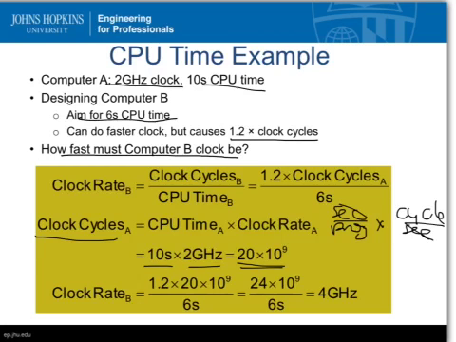So this is going to give us the number of cycles in the program is 20 times 10 to the 9th. To get our new clock speed, we take the number of cycles in the new program, so that's 1.2 times our old number of cycles, and we divide it by the number of seconds to run the whole program. So that would be cycles in the program divided by seconds in the program, which will be units of cycles per second, and that's 4 gigahertz. So we've got a clock that's twice as fast.